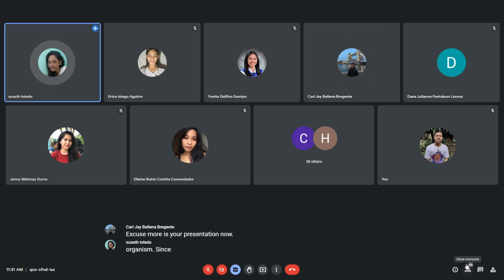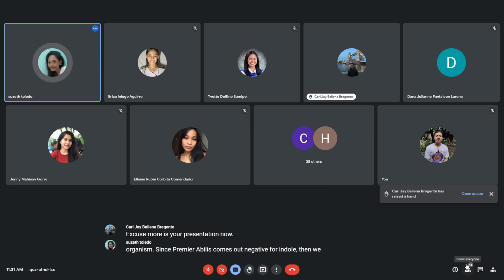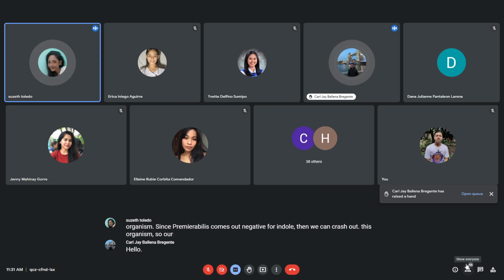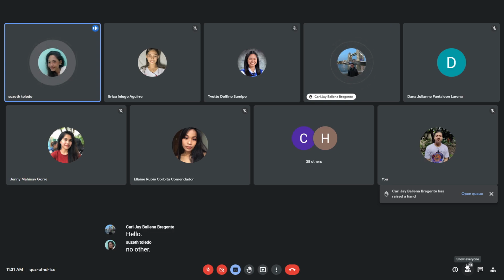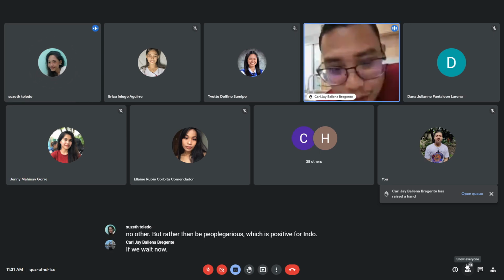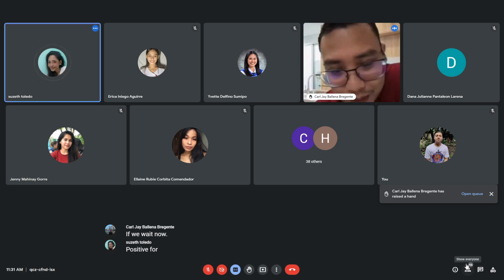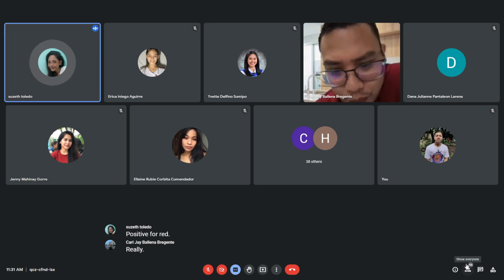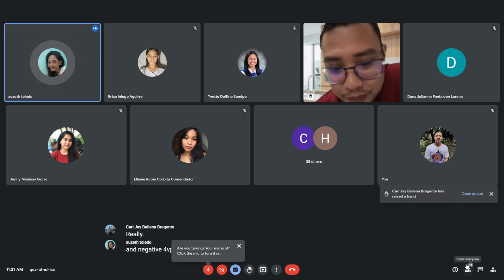Since P. mirabilis comes out negative for indole, then we can cross out this organism. So our organism would be none other than P. vulgaris, which is positive for indole, positive for methyl red, negative for VP test, negative for citrate, and H2S positive.